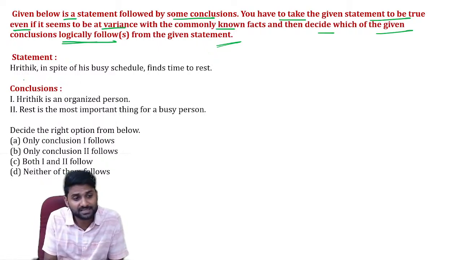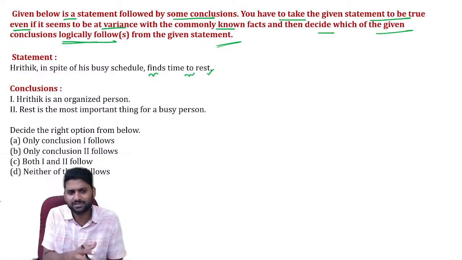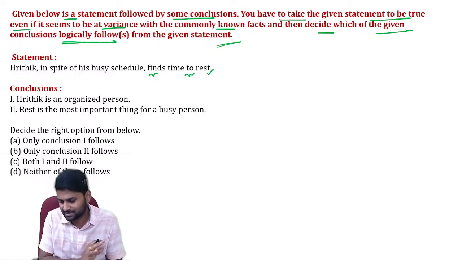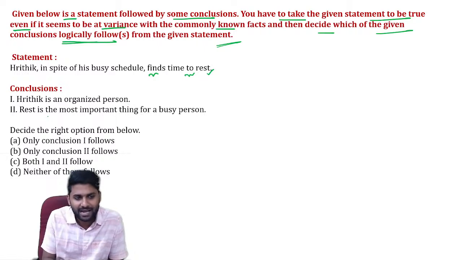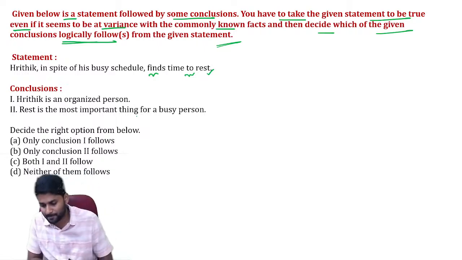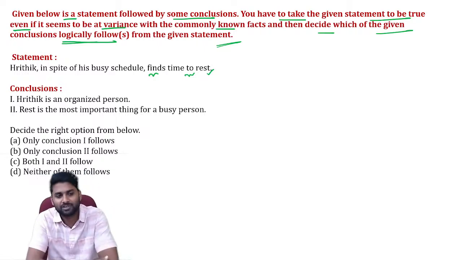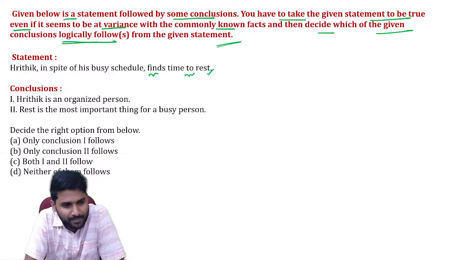Your statement says that Hrithik, in spite of his busy schedule, finds time to rest. So Hrithik has a busy schedule, and he needs time to take rest. According to the statement, they have given us two conclusions: Hrithik is an organized person, and rest is the most important thing for a busy person. So which one is concluded from the above statement?